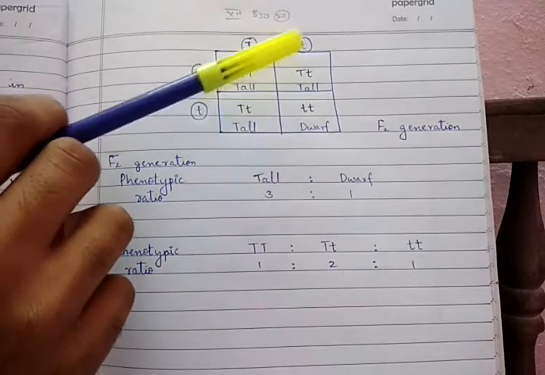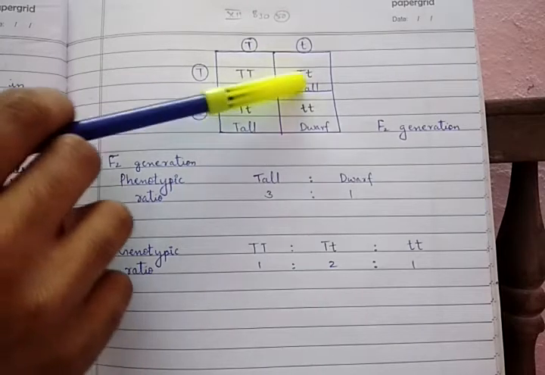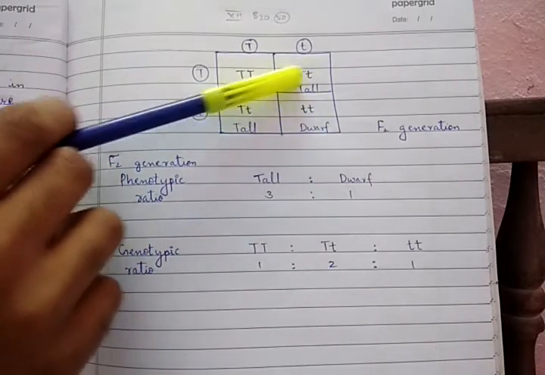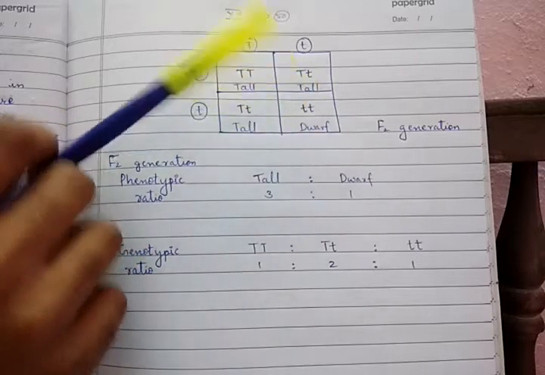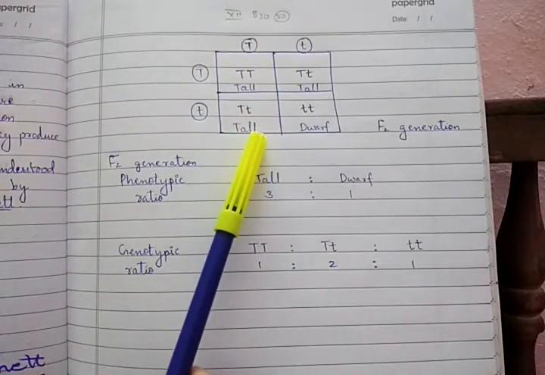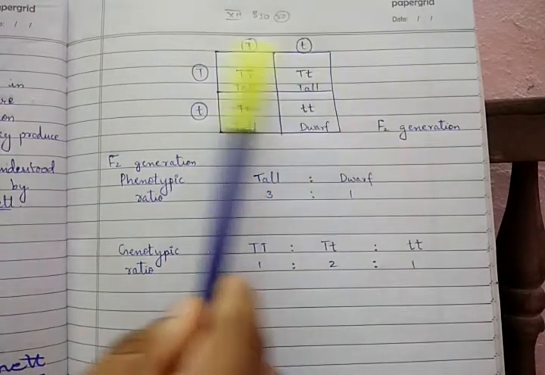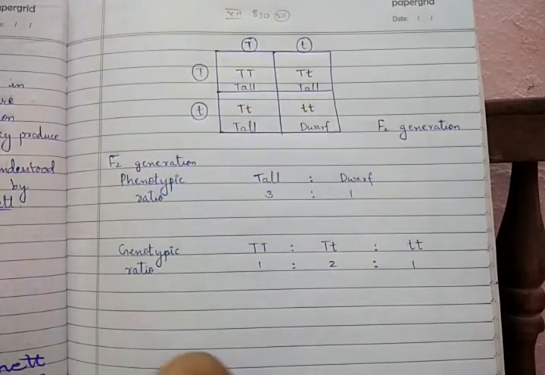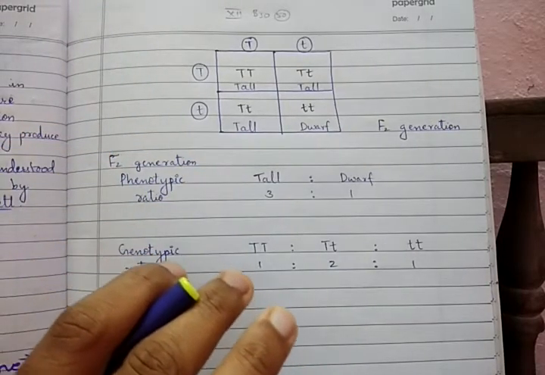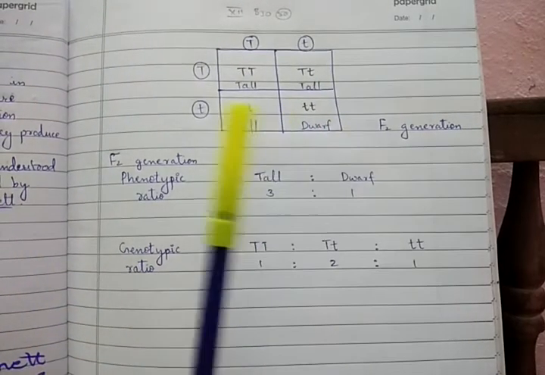But in this condition, capital T, small t, capital T is the dominant character. That's why we have to express it as the dominant character, tall. Okay. So we will get capital T, small t as the tall character, and we will get small t, small t as the dwarf character. So these are all the F2 generation characters, right? Here I think we can get a ratio from this F2 generation.